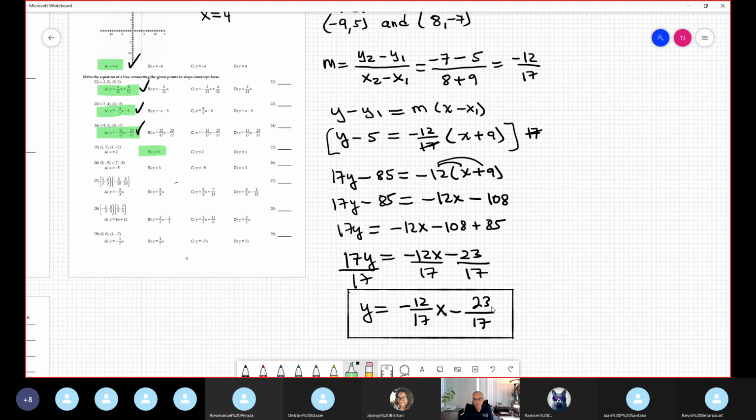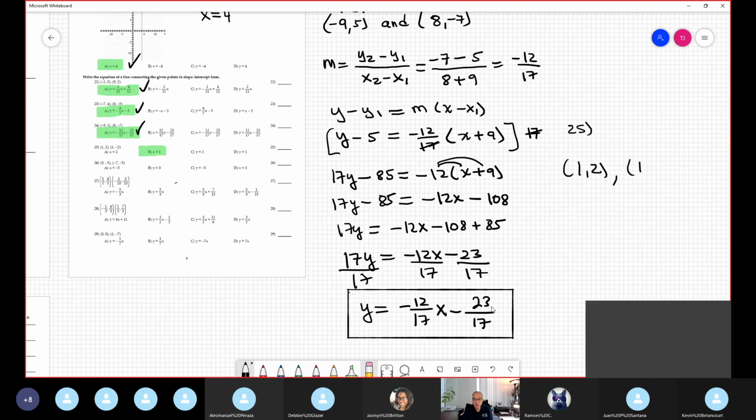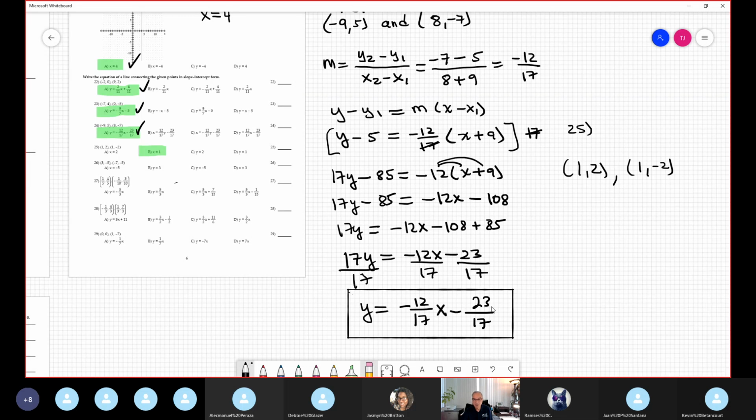Because it's special. So now, suppose you had the point 1, 2. We're doing 25. And the other point is 1, -2. This is special because there is repetition of the x value. When you have repetition of the same value, 1, 1, 2 and another point 1, -2, it's obvious that they are in the same vertical line.